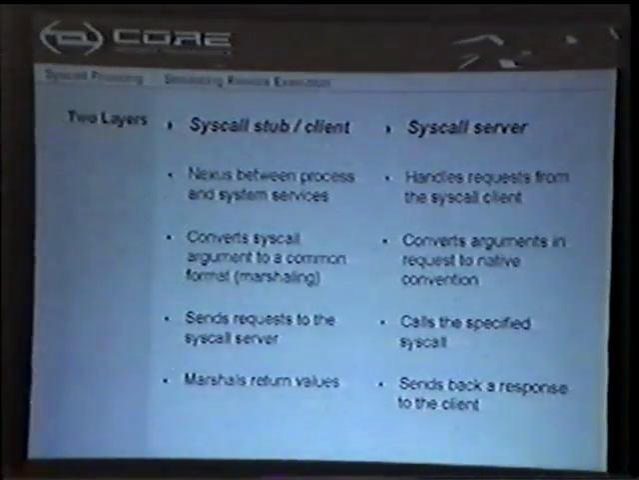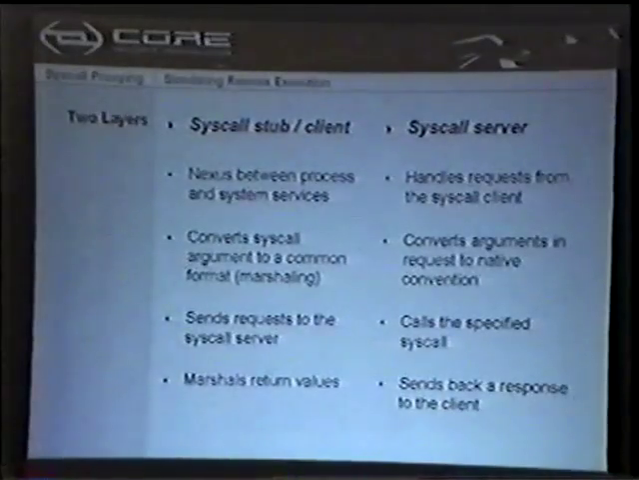So, let's talk about syscall proxying. Syscall proxying will insert two new layers between the user mode process and the kernel itself, the kernel system services. These two new layers are called the syscall stub, or the syscall client, and the syscall server. The syscall client will be now the nexus between this process and the operating system level services. The process will no longer be communicating with the system directly.